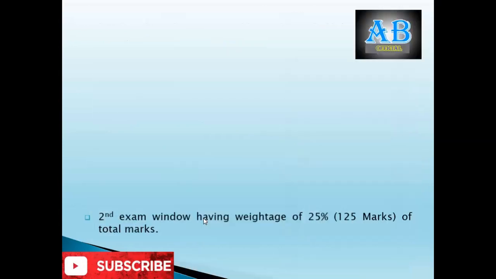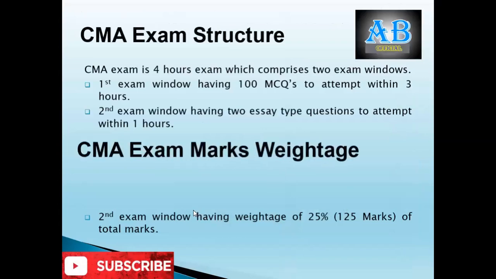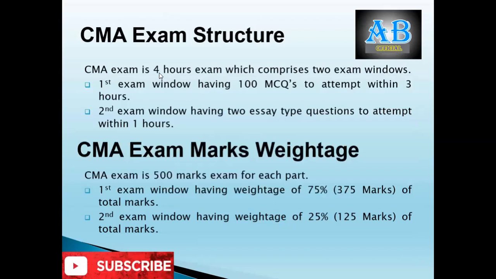Now, the next thing which is very important: what is the exam structure of CMA? The CMA exam is a 4 hour exam and it comprises two exam windows. The first exam window has 100 MCQs, which you are supposed to attempt within 3 hours. The second exam window has 2 essay type questions to attempt within 1 hour. So total exam duration is 4 hours.